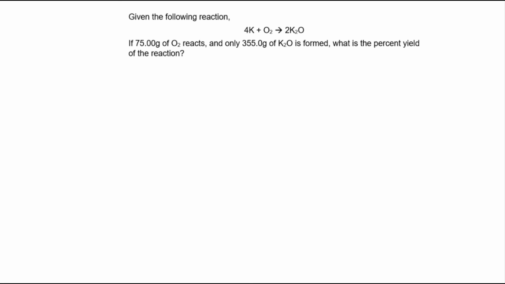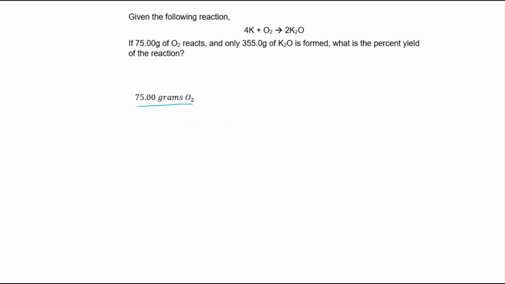Let's read our problem. We have a new chemical reaction. And it looks like they balanced it for us. Let's see, 4, 4, 2, and 2. Yes, they balanced it for us. That's great. That's one step we do not have to do. The problem reads, if 75 grams of oxygen reacts, only 355 grams of potassium oxide is formed. So they want to know what is the percent yield of the reaction. Let's start with what we were given. We were given 75 grams of oxygen.